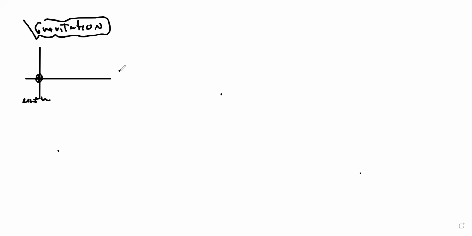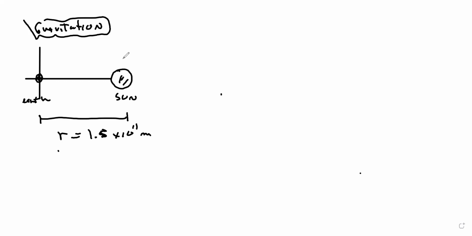And we have the sun over here. So this would be your sun. And you have the distance. The distance between these guys is r. The distance between the Earth and the sun is 1.5 times 10 to the 11 meters. That's the distance between the sun and the Earth.